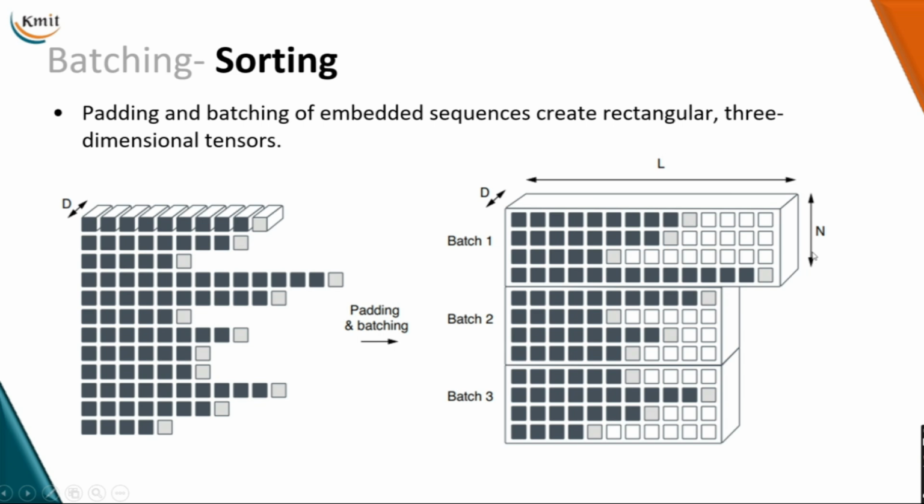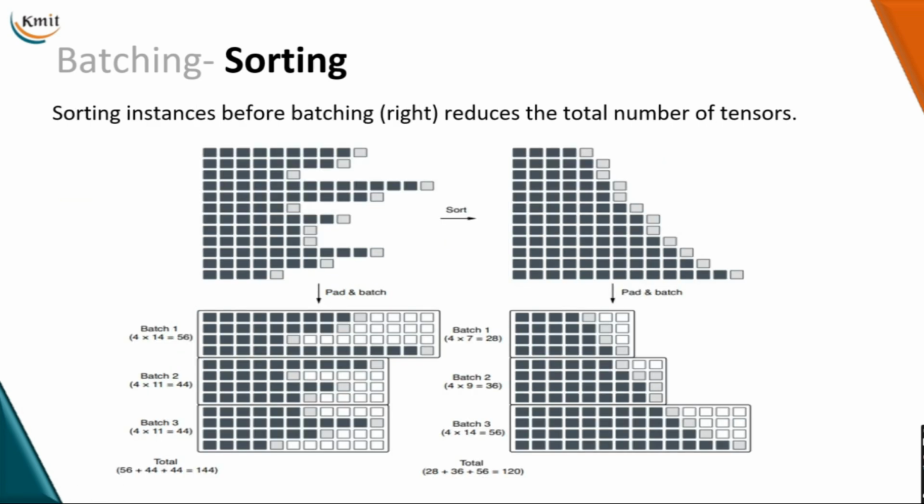N stands for the number of instances per batch, L for the maximum length of the sequences, and D for the dimensions of the word embedding respectively. Okay, so this is starting to look more like real containers. Batch 1, batch 2, batch 3. So this is how we perform padding and batching.